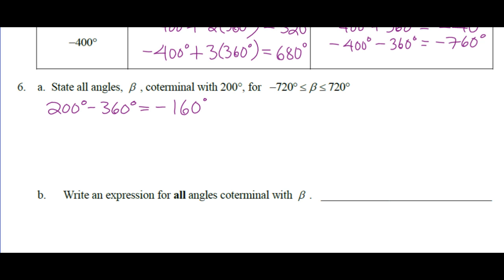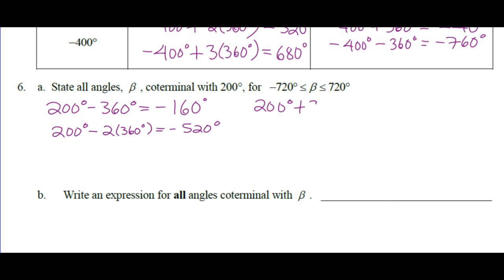You've got negative 160. Do you have to go down further? Yes or no? Should we go further down? Okay, so go further down. So then what? 200 degrees minus 2 360s is negative 520. Should I go down some more? No, if we do, we're going to go below negative 720. We don't do that. So let's go the other way.